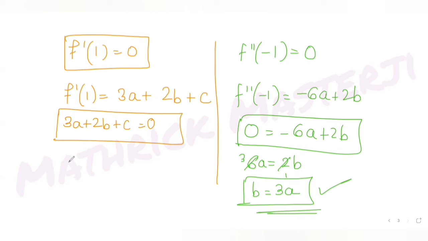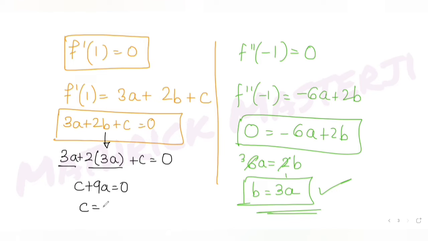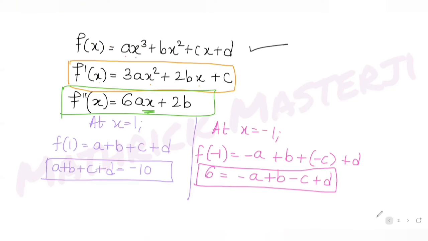Once I have b in terms of a, let's put it here. If I substitute b as 3a, I get 3a plus 2 times 3a plus c equals 0. So that gives you 6a plus 3a, which is 9a. So c plus 9a equals 0. That gives us c is minus 9a. So I have b as 3a, and I have c as minus 9a.